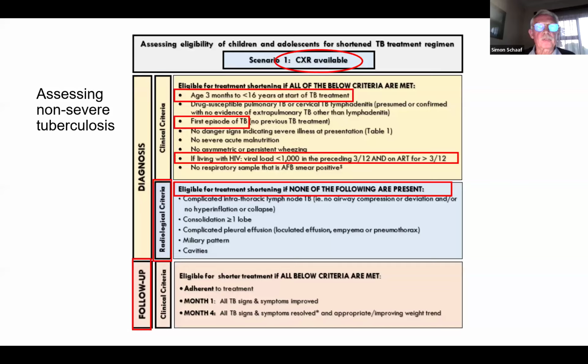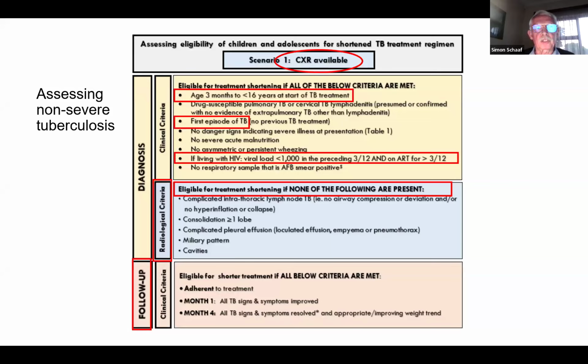So the shorter 4-month regimen with isoniazid, rifampicin, PZA, and Ethambutol for 2 months, and then 2 months of isoniazid and rifampicin, is restricted to children under the age of 16, but also children 3 months or more. So not for neonates, not for very young infants. It's for 3 months and up. When the guidelines come, you can read all the others. I want to just point out some other important aspects.